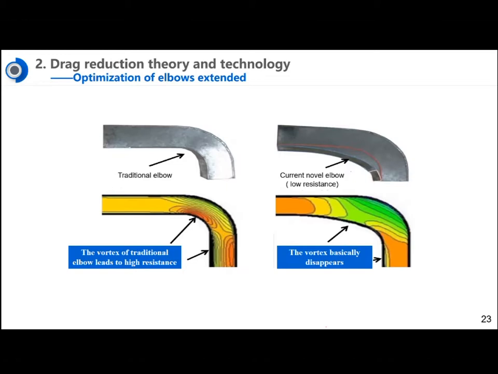This picture shows a comparative study. On our left is the traditional airballs. On our right is the current novel airballs. You can see for the traditional one there is a remarkable vortex, which leads to high resistance, but on the right side of this picture, you can see the vortex has basically disappeared.